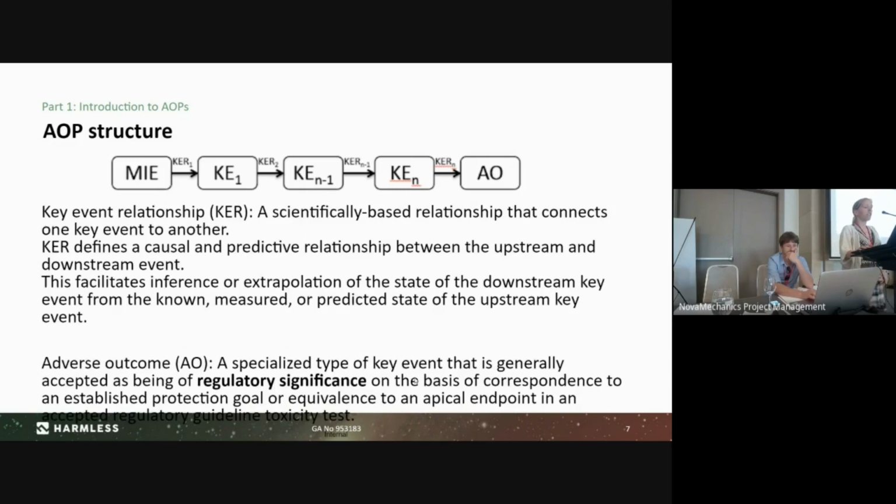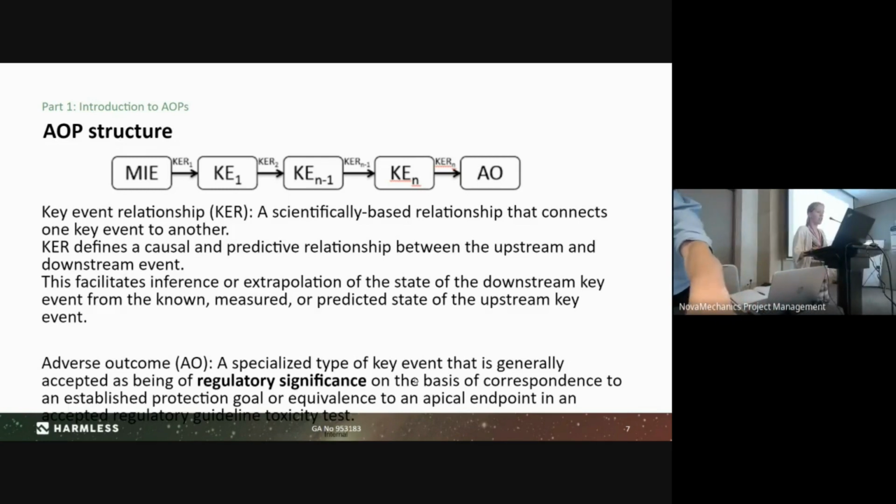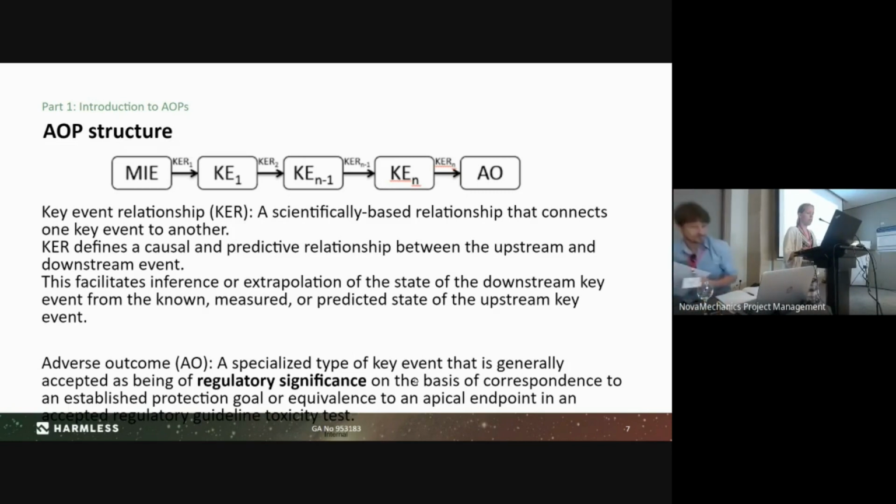Other players in an AOP are the key event relationships, and these are relationships that connect the key events to each other. They are causal, and they predict the relationship between the upstream and the downstream key events. This means that if you have a measurable key event and the key event relationships, you should be able to predict the state of the key event coming afterwards. So this is also something to keep in mind when you construct your AOP.